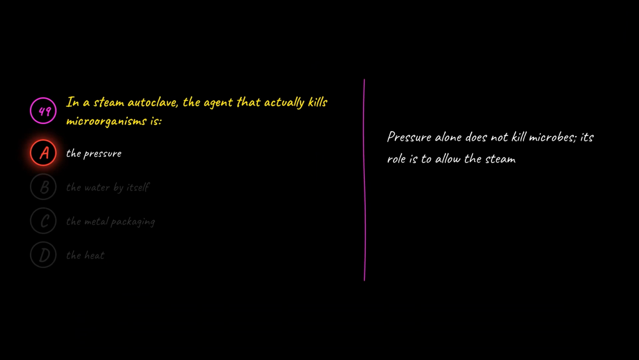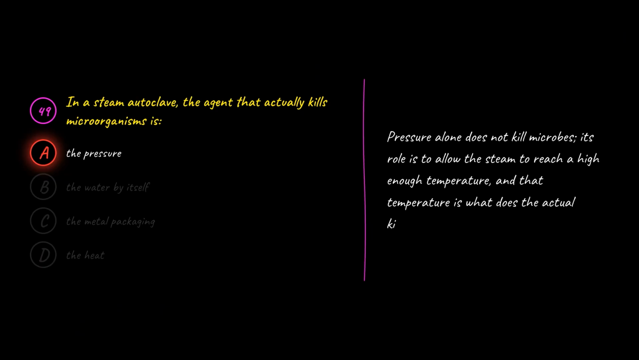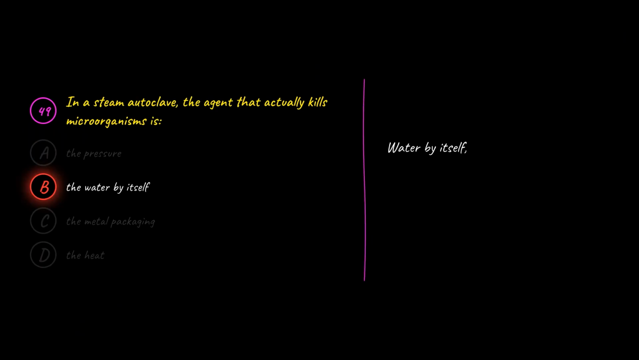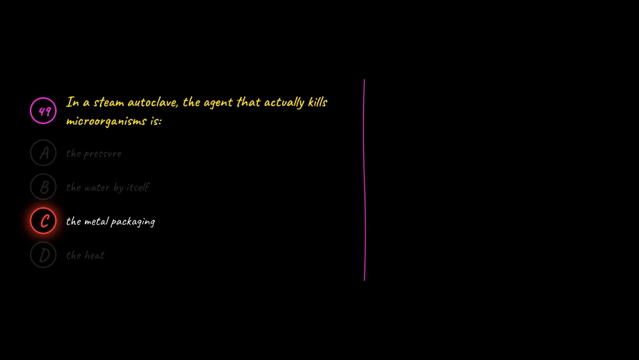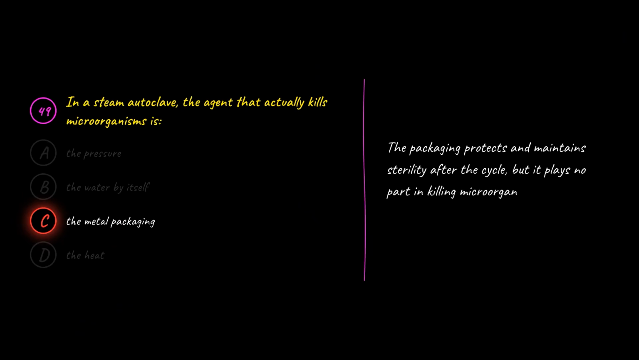Its role is to allow the steam to reach a high enough temperature, and that temperature is what does the actual killing. B is wrong because water by itself, without reaching sterilizing heat, will not kill resistant organisms, so the unheated liquid is not the lethal agent in the process. C is wrong because the packaging protects and maintains sterility after the cycle, but it plays no part in killing microorganisms, which is accomplished by the heat. In a steam autoclave, it is the heat, not the pressure, that actually destroys microorganisms.